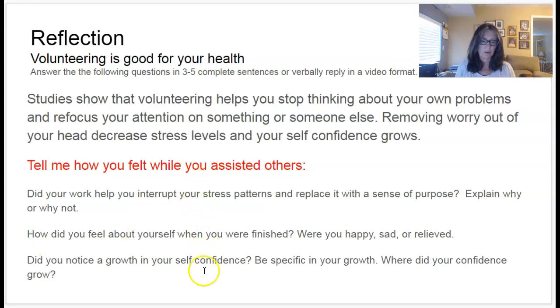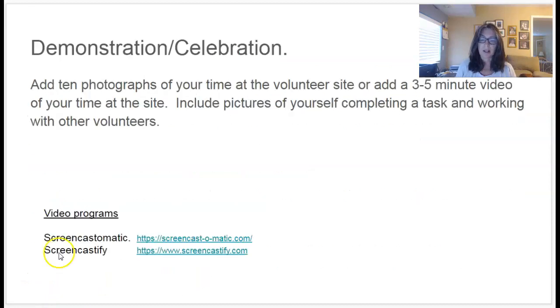And then there's a few questions right here that kind of help you direct into your thought patterns of what was going on inside of you as you helped someone else. And then the last slide is where you want to add some photographs of you actually performing your service project, or even a video, so you can videotape yourself while you're doing this, or add photographs, or you can do both. So there's a couple of video programs that I have here that I like to use.